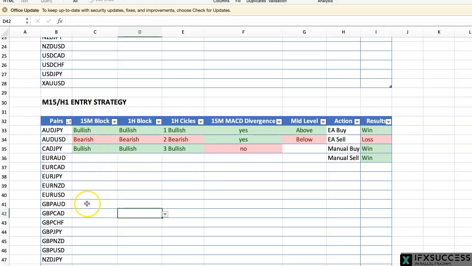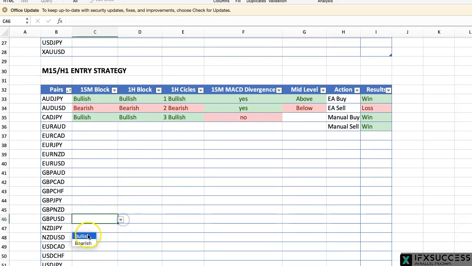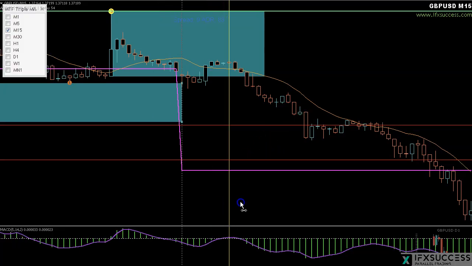So we just say, on pound dollar, let's just say we had a bearish block, but on 1 hour we had a bullish block, reversal block, or whichever block. But we kind of had a one signal bearish cycle, bearish block, okay? And was there any divergence in here? Let's see on 15 minutes.